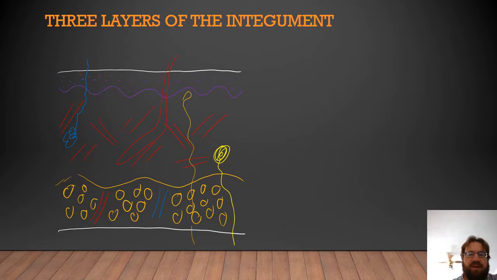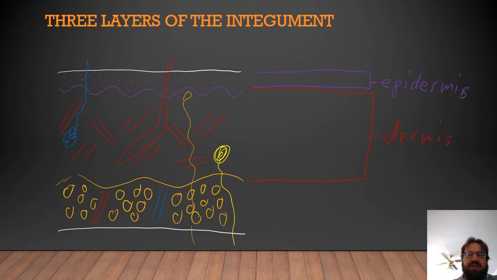The main layer here is referred to as the dermis, which is of course Greek for skin. It would make sense then that this layer on top of the dermis would be known as the epidermis, epi meaning upon or on top of or outside of. So this is the outer layer, the upper layer, the outer layer of the skin.